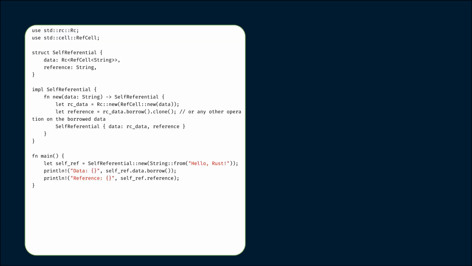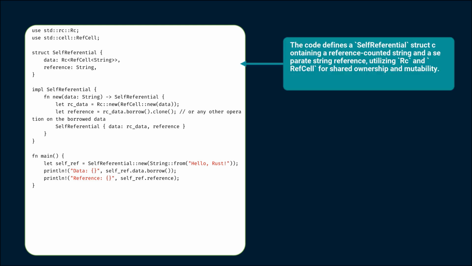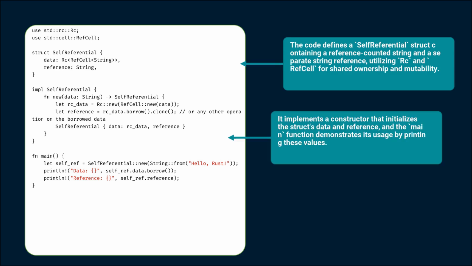Now let's implement the following example to demonstrate the use of Rc and RefCell in managing self-referential structs. We define a struct called SelfReferential, which contains a reference-counted pointer to a string wrapped in a RefCell, allowing for interior mutability. This design enables multiple instances to own the same data, effectively sidestepping the borrowing issues we faced earlier.